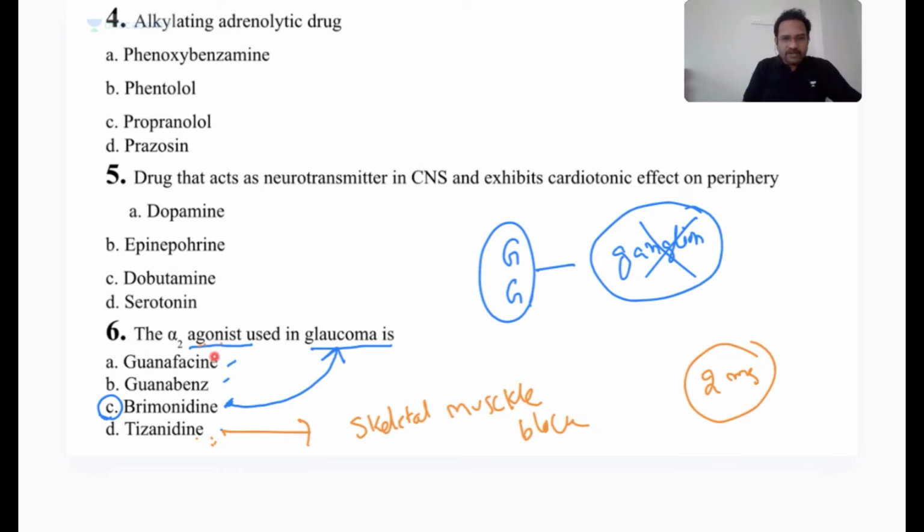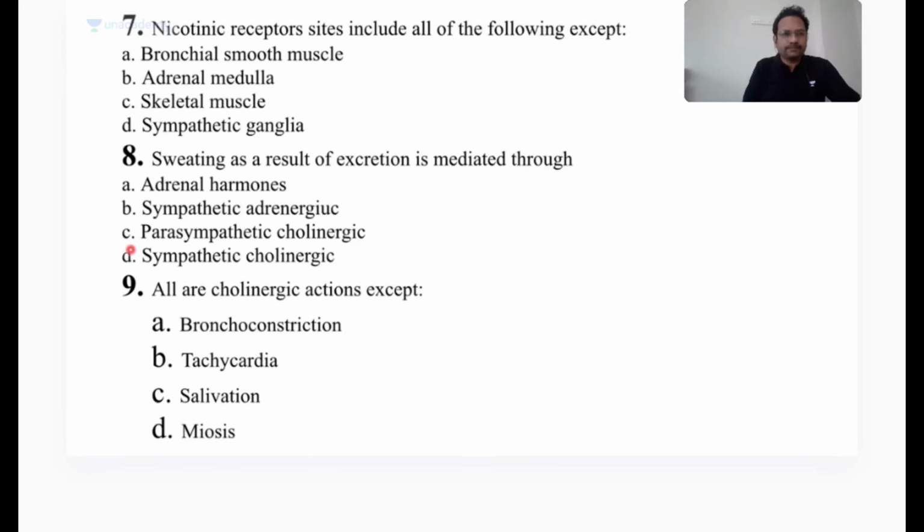So here the alpha-2 agonist used to treat glaucoma is brimonidine. Apraclonidine and brimonidine are the drugs of choice to treat glaucoma. Glaucoma is a condition wherein intraocular pressure is increased. To reduce that, these drugs are used. So option C is the answer here. The next one.